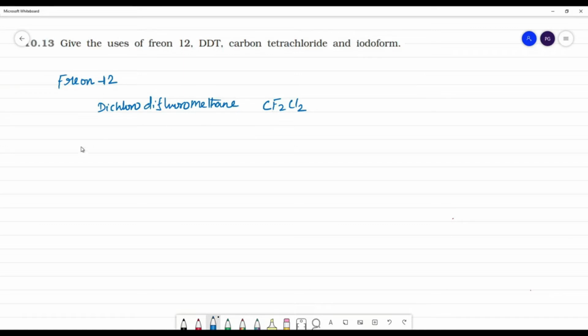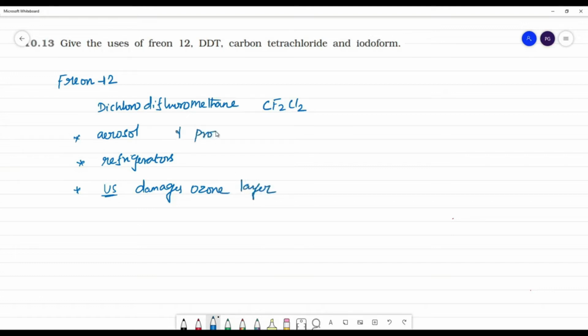It is used in aerosol. Next, aerosol spray like propellants, we use it. It is also used in fridge or refrigerators. Next, it is banned in US because it damages the ozone layer. So aerosol and propellants.